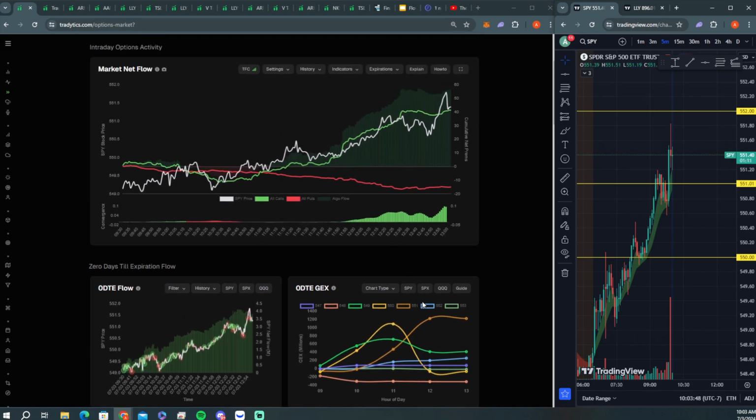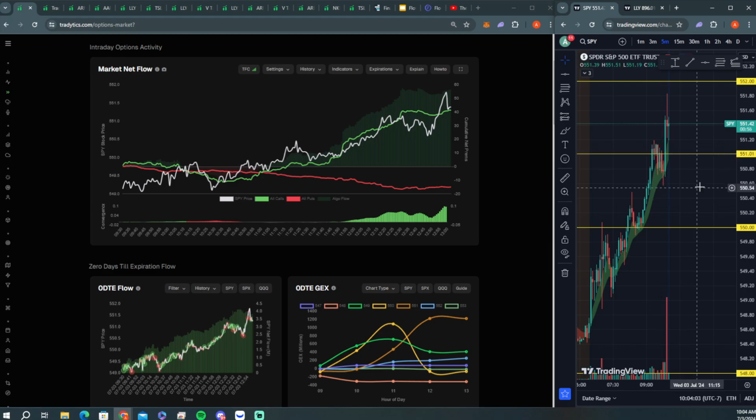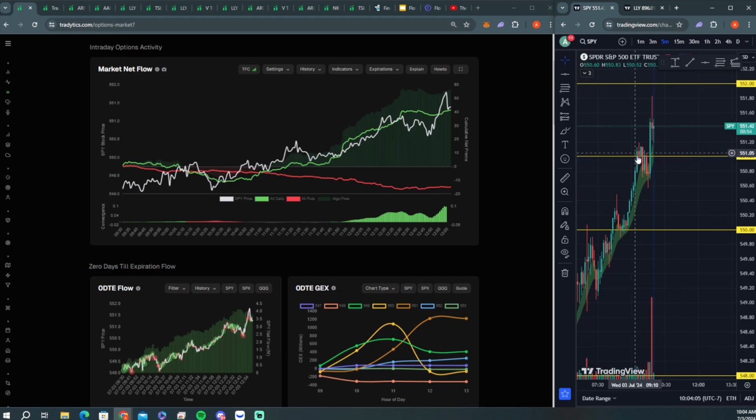So in this specific example for today, that 551 level probably would have been my target. If I was in longs there, I probably would have taken all my profits at 551, even though it continued up. You can see on this chart we pivoted around that level. We topped out at 551.15 and came down a little bit, but then we had a nice rocket up at close.